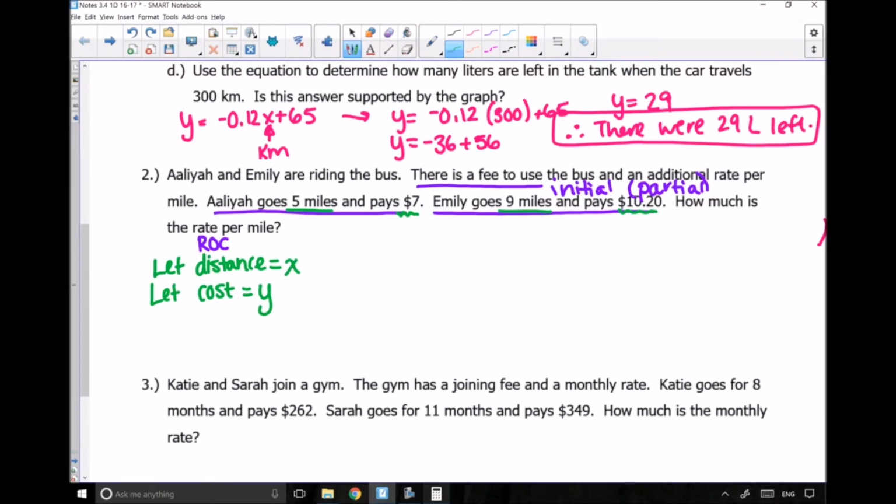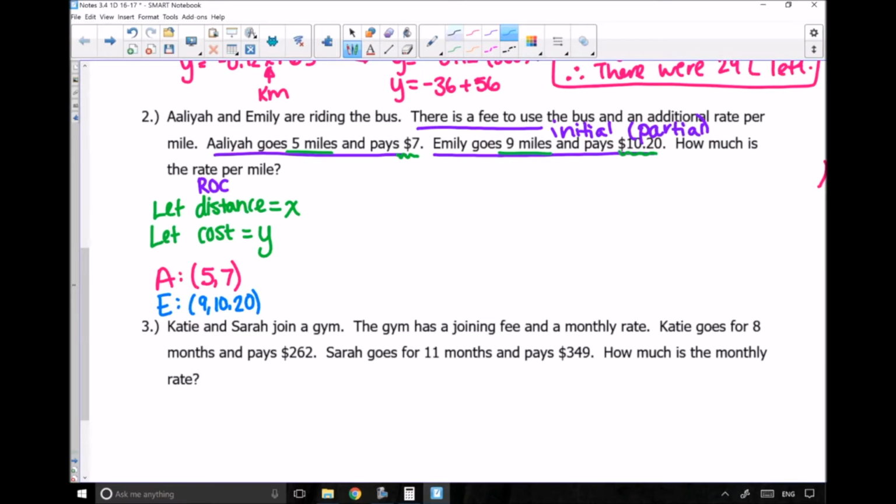So based on that, I can write out Aaliyah's information as a coordinate. First I put the x, then I put the y. So first I put the distance, which is 5, then I put the cost, which is $7. So this is Aaliyah's information. Okay, let's do the same thing for Emily. For Emily, I put the x first, the distance, which is 9. Then I follow it by the cost, which is y, which is $10.20.